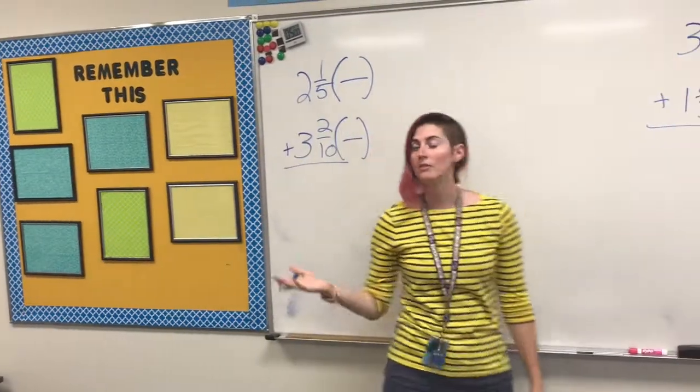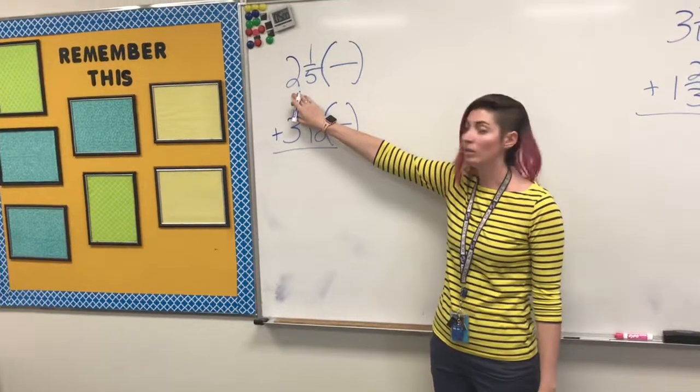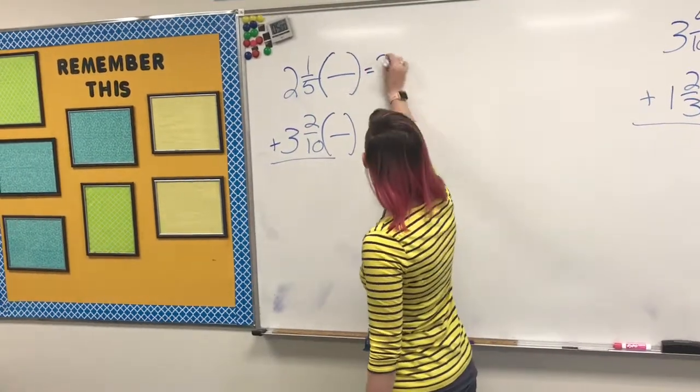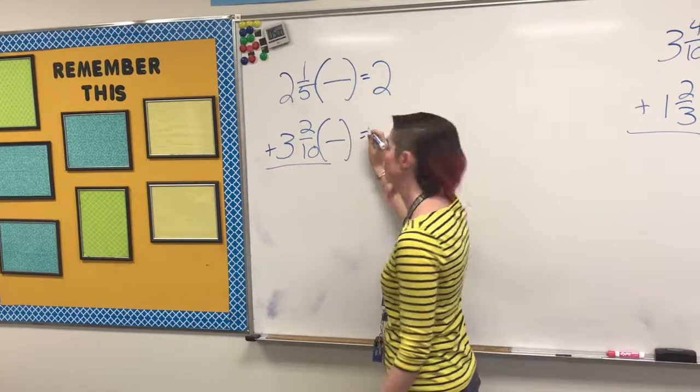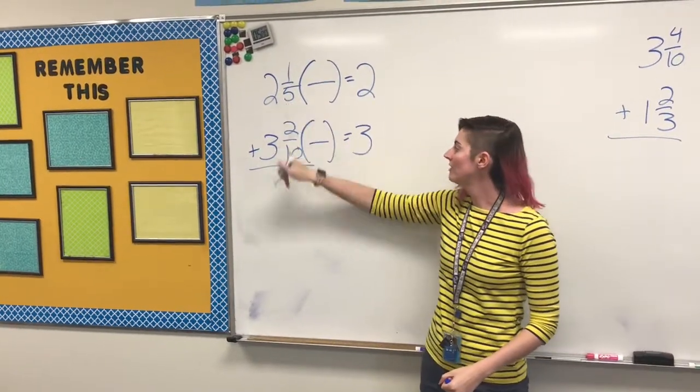Now, with mixed numbers versus regular fractions, we want to make sure that we don't ever forget the whole number. So we're going to move our whole numbers over first. They're not going to change yet. We'll get there. Okay, now looking at our denominators, we have 5 and 10.